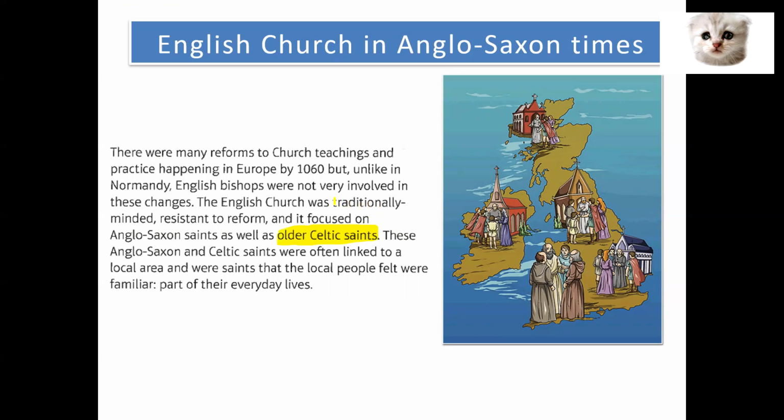It was a very traditional organization, very much focused around the people and the village. The Anglo-Saxon church was about serving the local community. The churches were small, built of wood, wattle and daub, with thatched roofs, like much of the buildings of the time.